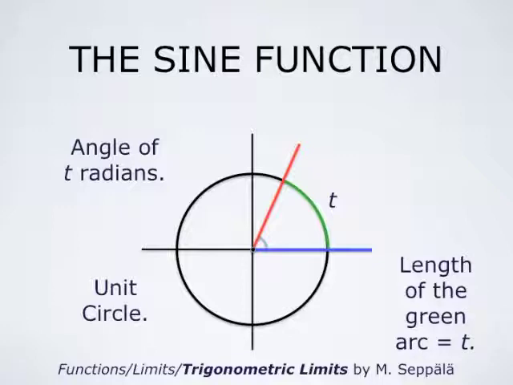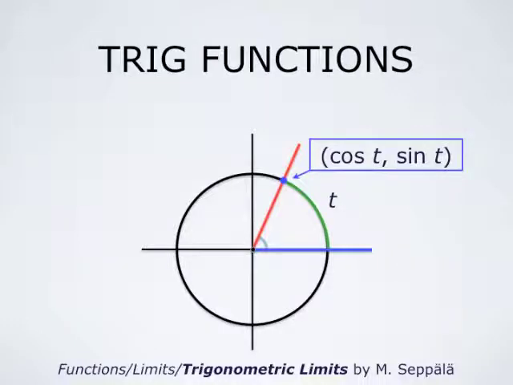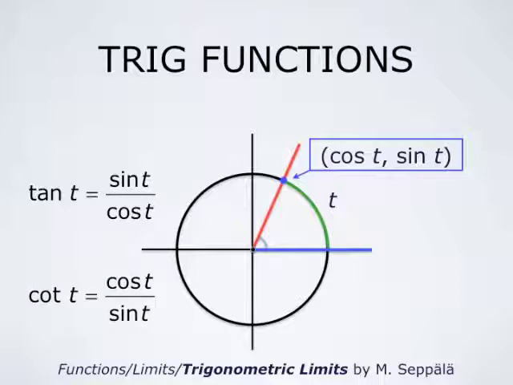And next, I consider the intersection point of the red half line and the unit circle. It is this point indicated by the blue dot. The x-coordinate of that point is defined to be cosine of t, and the y-coordinate of that point is sine of t. This is how cosine and sine functions are defined. Then, we define tangent of t as sine of t divided by cosine of t, and cotangent of t as cosine of t divided by sine of t. And now we have our basic trigonometric functions defined.